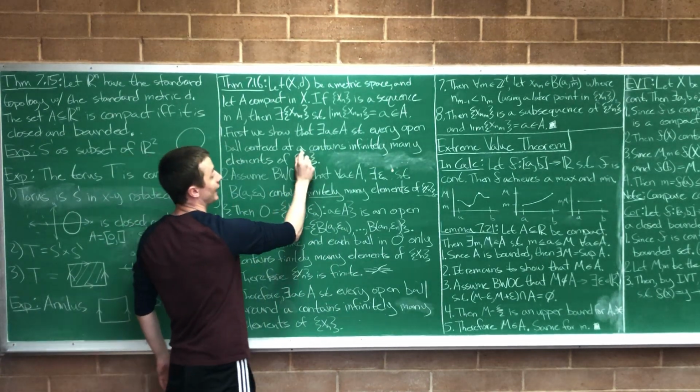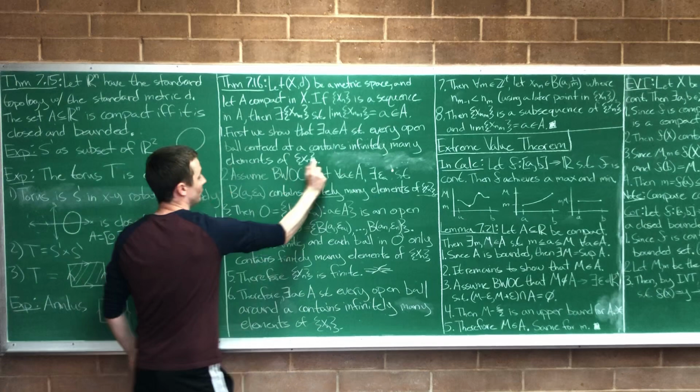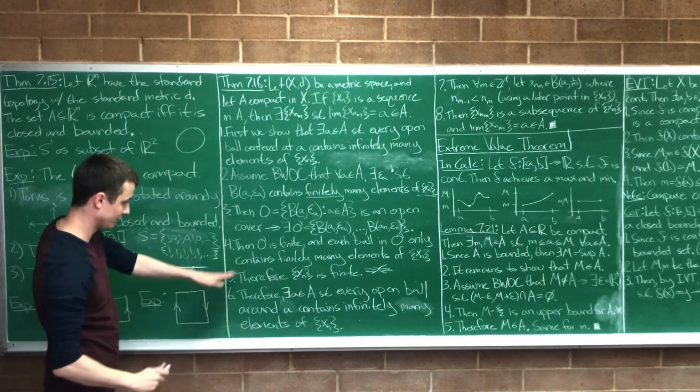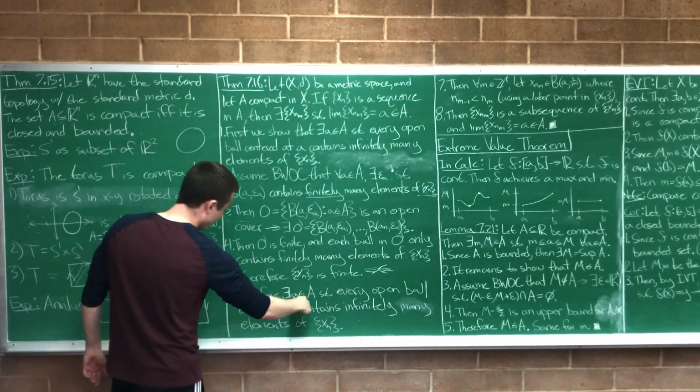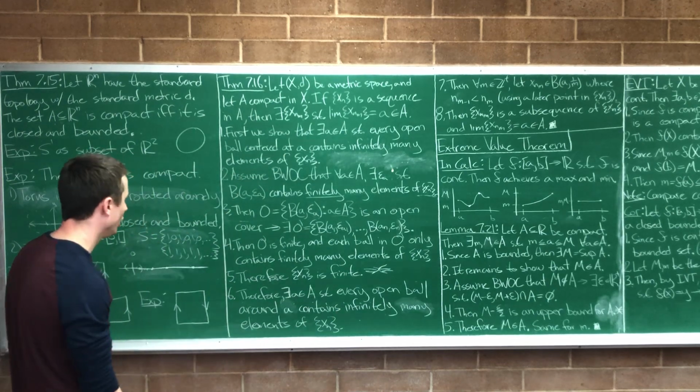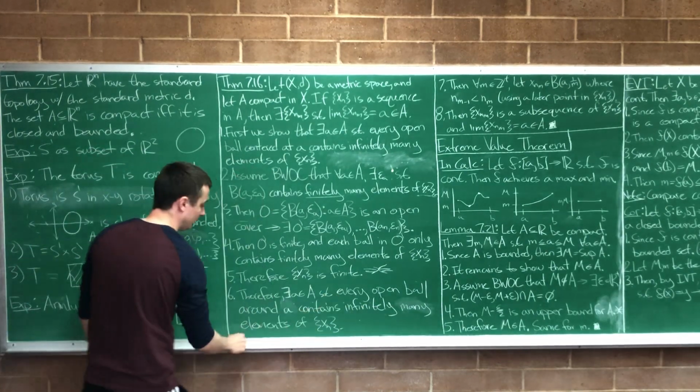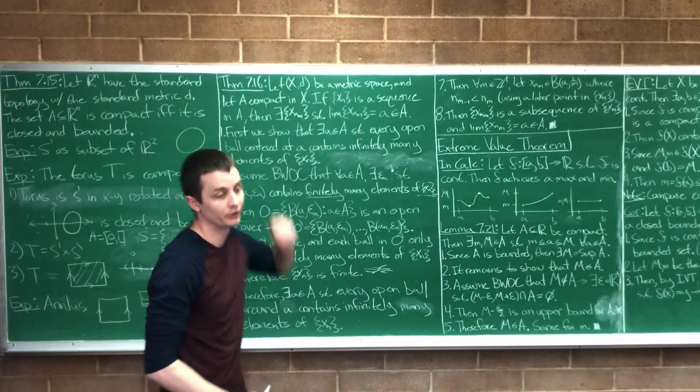So, we already showed that there must exist some little a and big A, such that every open ball centered at little a contains infinitely many elements of X_n. Let's see where we say that down here. Therefore, there exists little a and big A, such that every open ball around little a contains infinitely many elements of X_n.